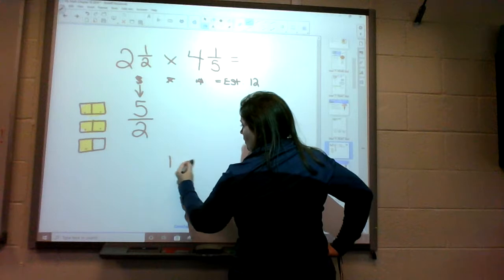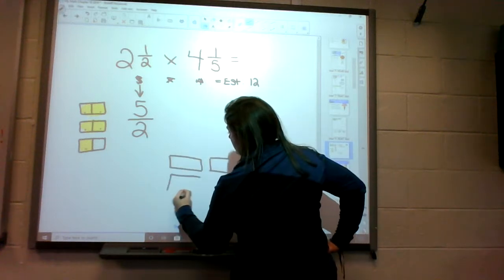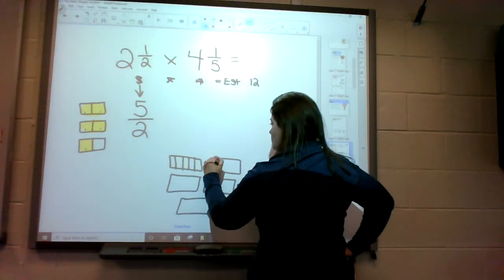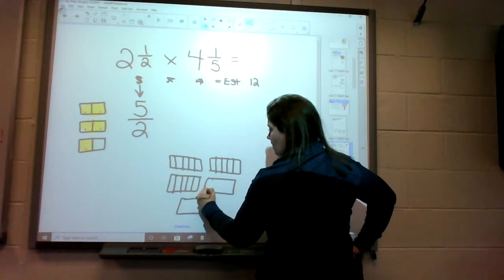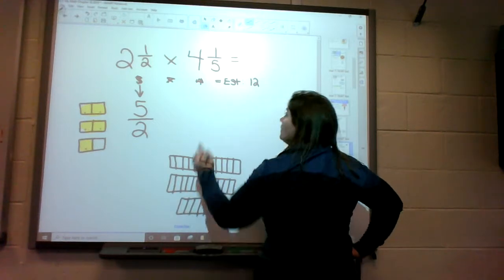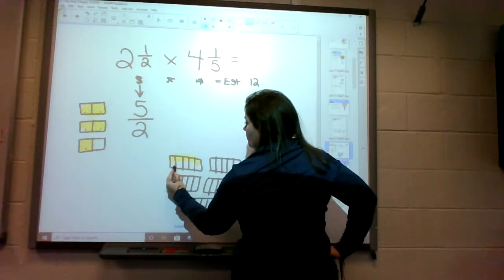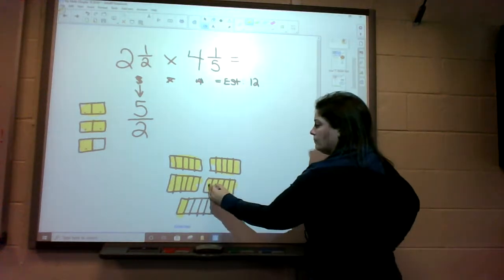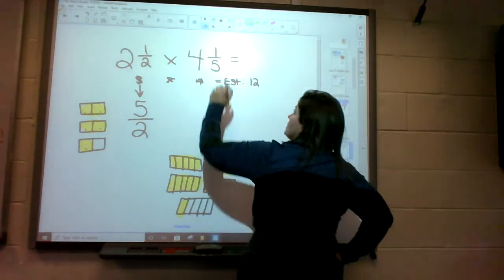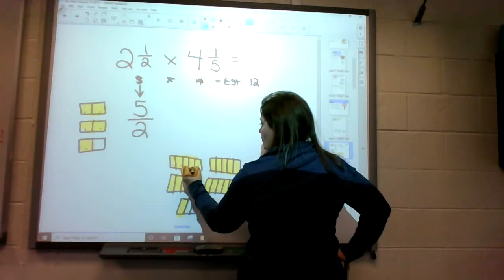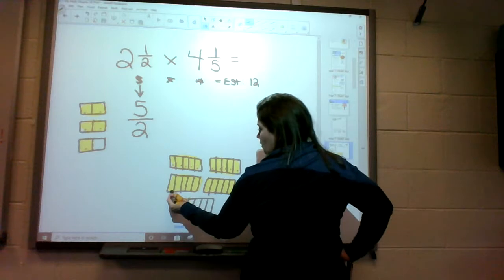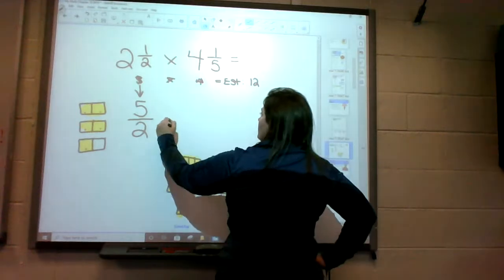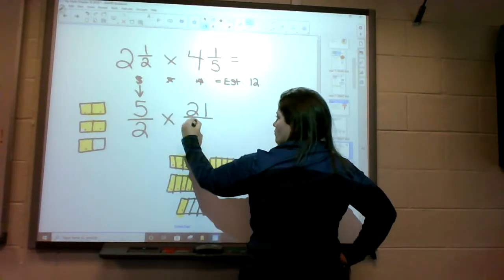I'll do that down here. I need 4 wholes and then 1/5 of another. Cutting these each into fifths. I need to shade in 4 wholes. 1, 2, 3, 4, and 1/5 of another. And count my pieces. 1, 2, 3, and so on up to 20, plus 1 more, 21. So I have 21 of those fifths pieces.